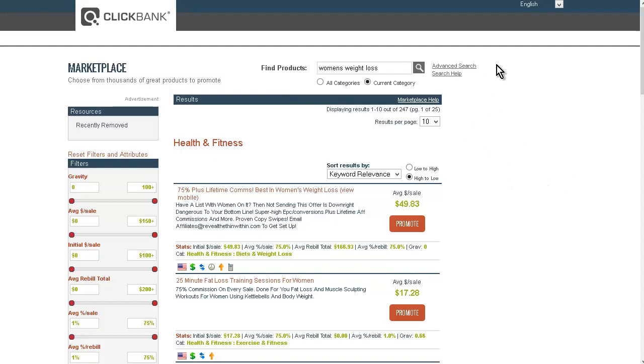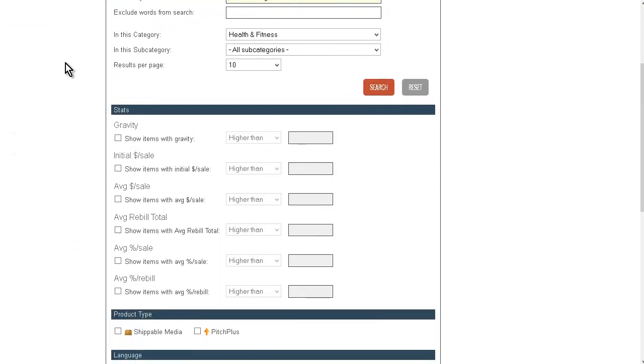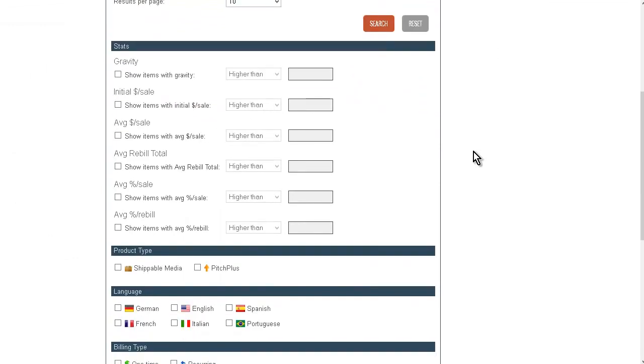So what we need to do is now narrow this down further. You'll see here we have advanced search. Now there are certain parameters that I like to follow in here. And I like to choose my gravity, and the gravity I like to choose is between 10 and 100. So let's go down into the advanced search down here. So we're going to go show items with gravity, and we're going to say lower than 100.